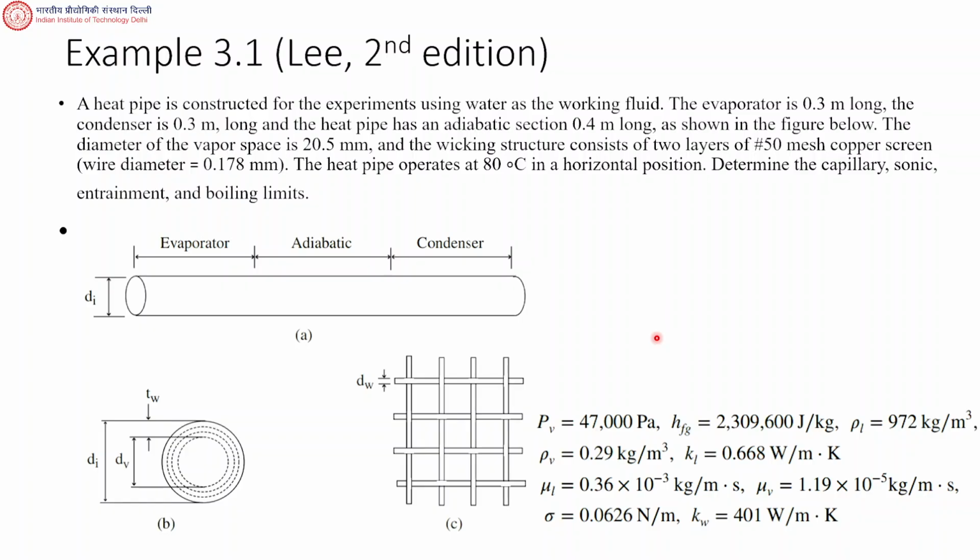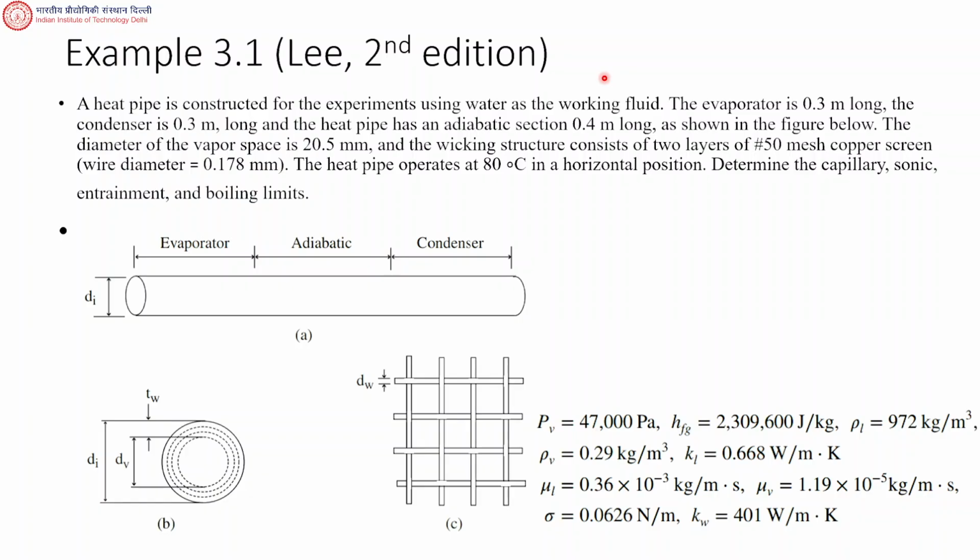Okay, so nothing much in here. It just tells you the length of the evaporator and the length of the condenser. Adiabatic section is 0.4 meter. And the diameter of the vapor space, which will come from here, is 20.5 mm. The wicking structure has two layers of 50 number mesh copper screen. The screen is copper, right? And the heat pipe operates at 80 degrees Celsius in horizontal position.